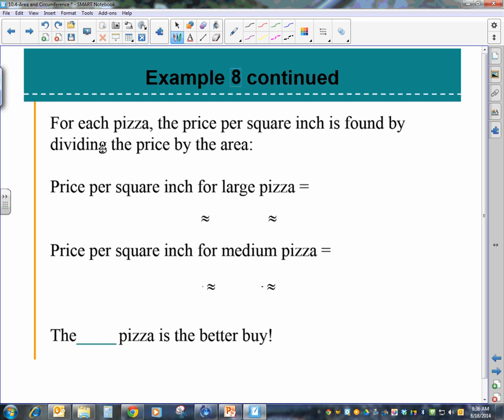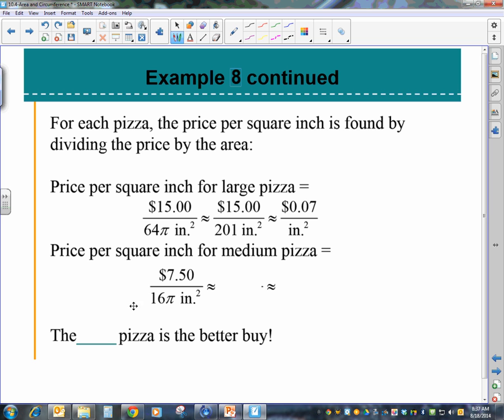Now we have to take that and figure out how much we're paying per square inch. So if we take the price of a large pizza, $15, divided by our 64 pi square inches or 201 square inches, then we get a price per square inch of 7 cents. Do the same thing for the medium. The pizza price was $7.50 divided by its area, and that gives us 750 divided by 50, which is 15 cents per square inch. So hopefully you can see that the large pizza is the better buy.